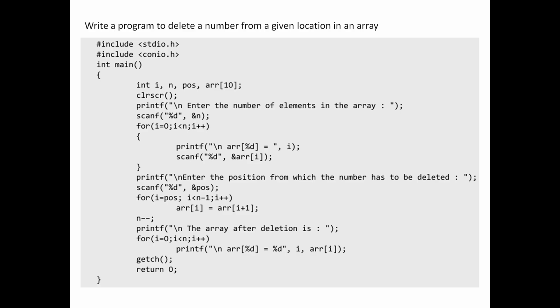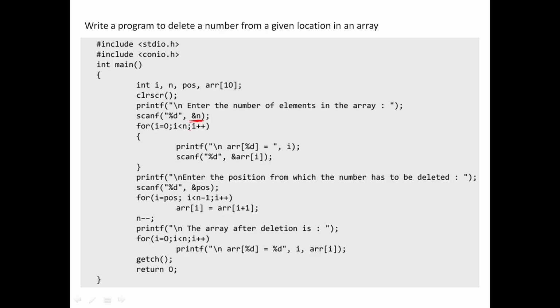So here we shall look at a program. A program to delete a number from a given location in an array. So as usual, we have declared all the elements that we require along with the position from where we want to delete the element, and the array. So first we are reading elements into the array. Before reading elements of the array, we are asking how many elements are there in the array and we are reading the size of the array as n.